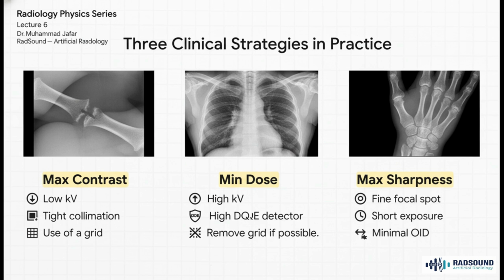Now these can be set manually, or you can use tools like automatic exposure control, or AEC. But a quick warning on that. With AEC, you have to pick the right sensors. If you pick the center chamber for a chest X-ray, you'll get a perfect picture of the spine, and the lungs will be completely white and useless.